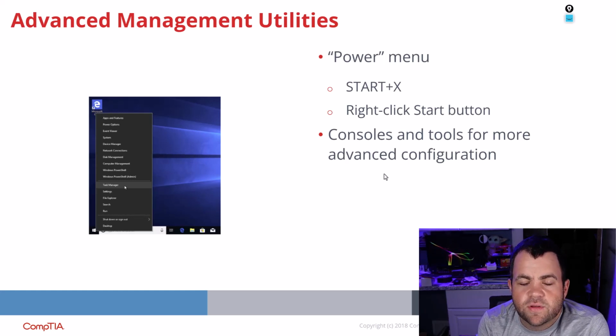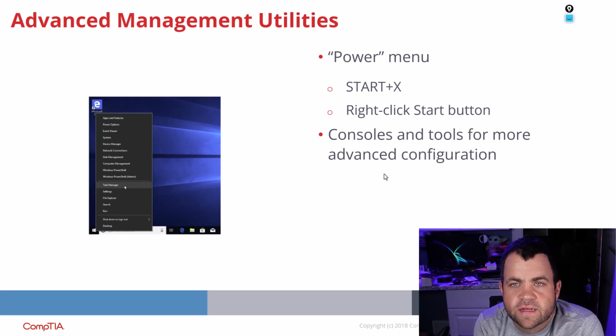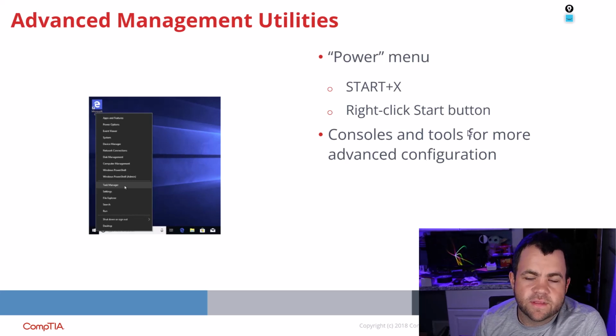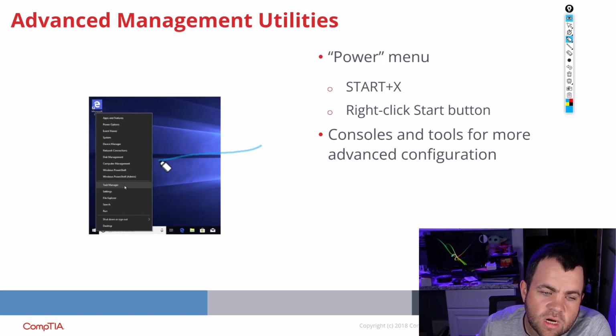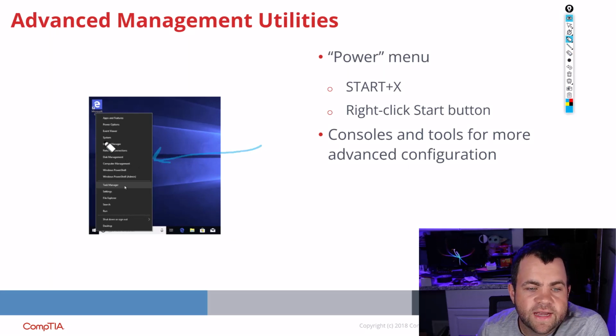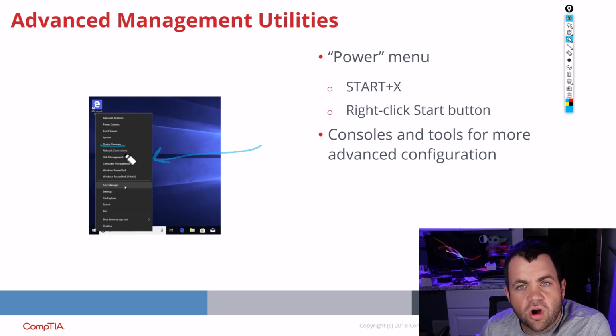So if you're looking for more advanced tools or quick access to some of these more advanced tools, if you hit the Start key in X or right-click on the Start button, it'll bring up this different kind of hidden menu, if you will. So from here, we have access directly to our device manager. Okay, so device manager will show you all the hardware that's on your machine, and you can do like device updates and stuff like that.